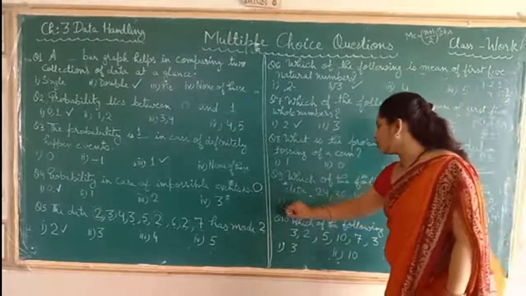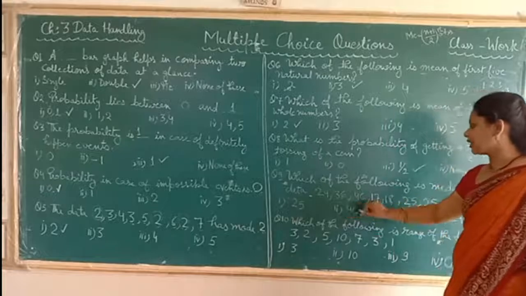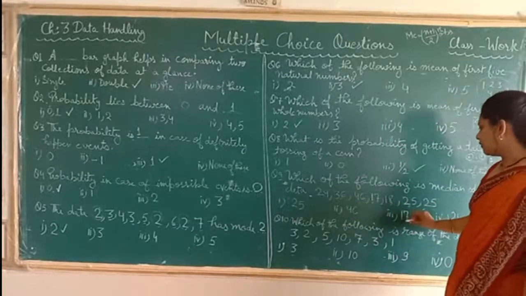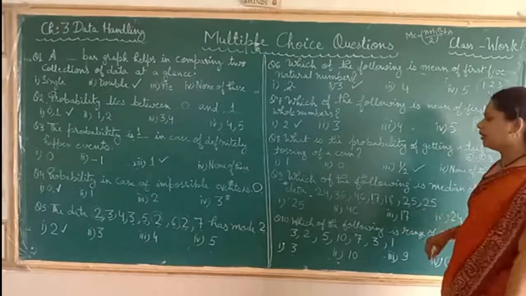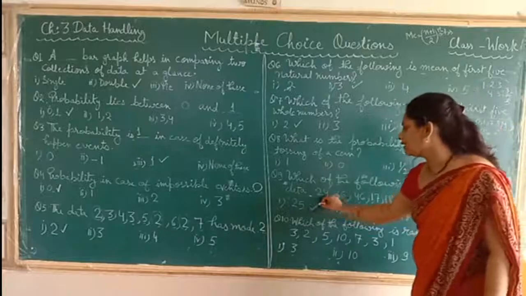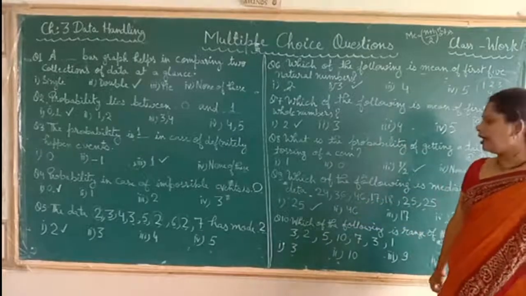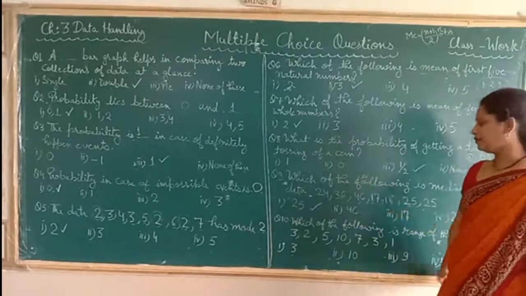We have been given 4 options. First one is 25, second one is 46, third one is 17 and fourth one is 24. So the correct option is option number A, which is 25.